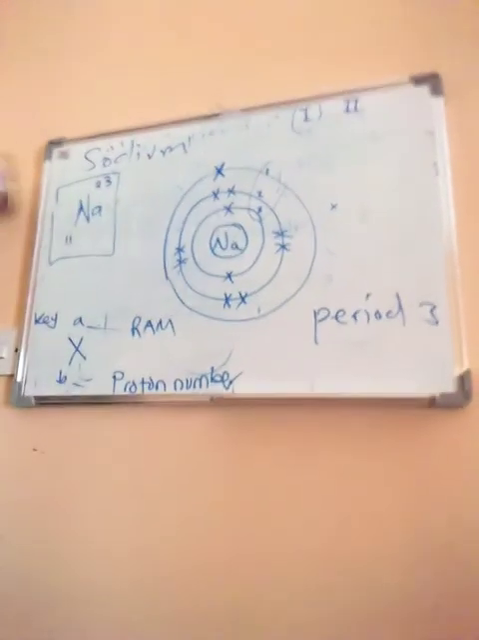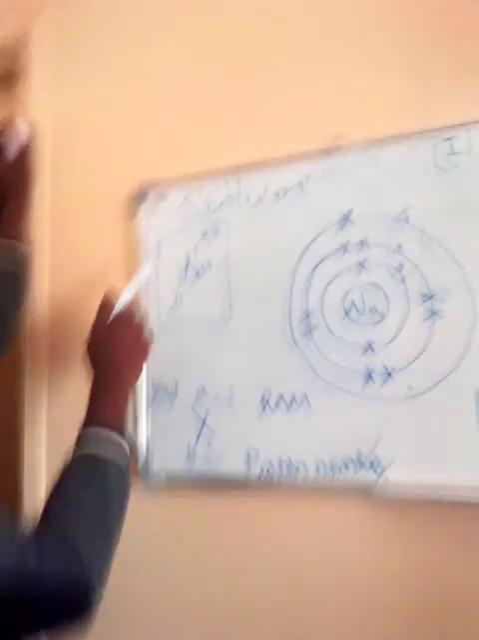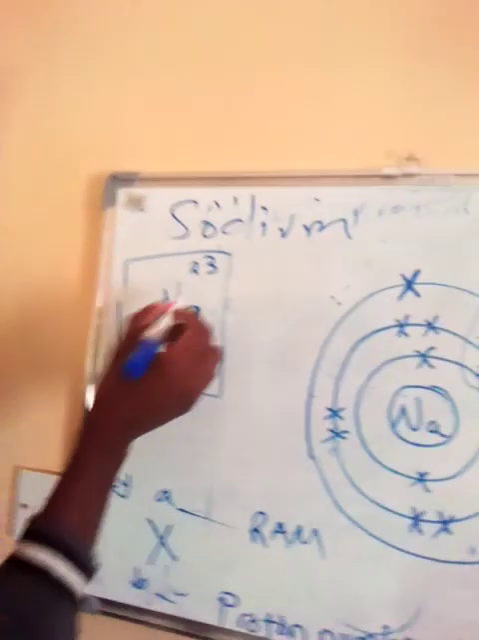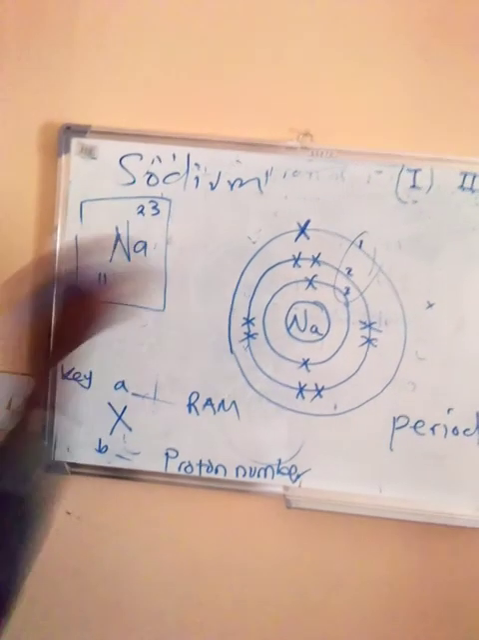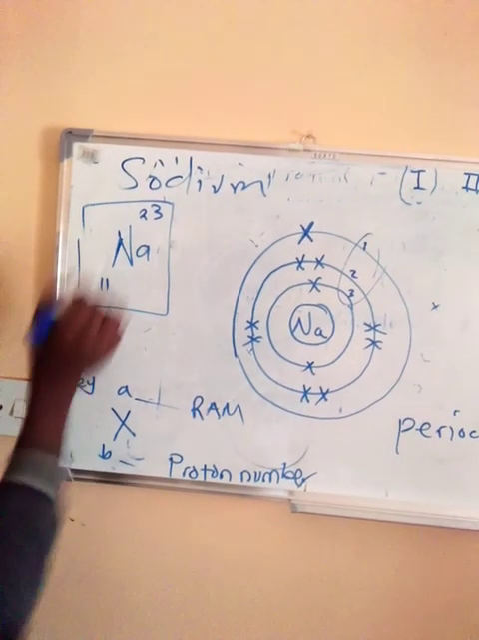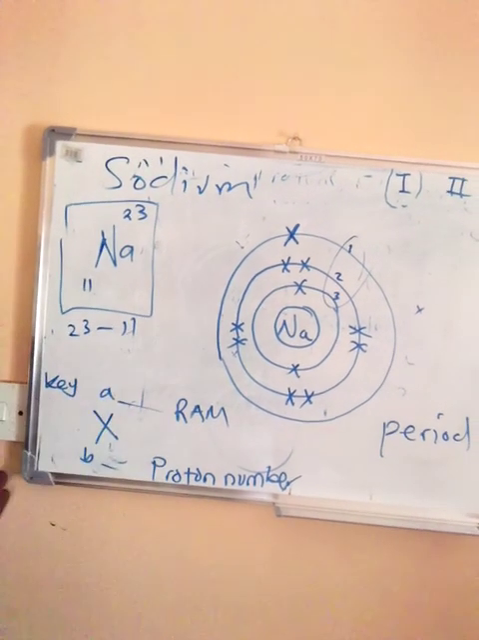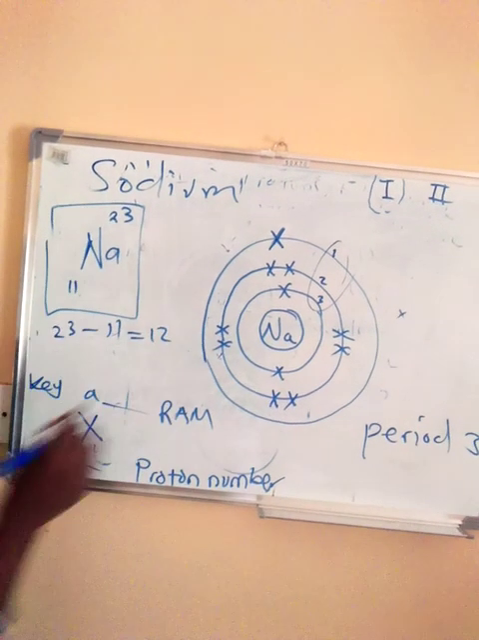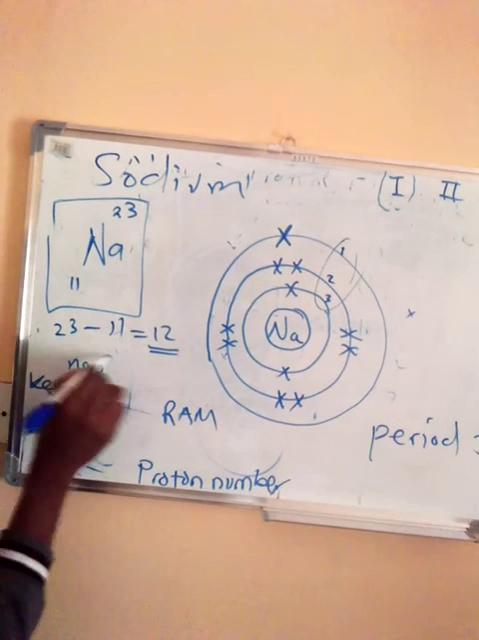Now, from this same symbol and the numbers which support it, you will note that the number given there is 23. If you subtract 11 from this 23, 23 minus 11, what is it giving us? It will give us 12. This 12 represents the number of neutrons.